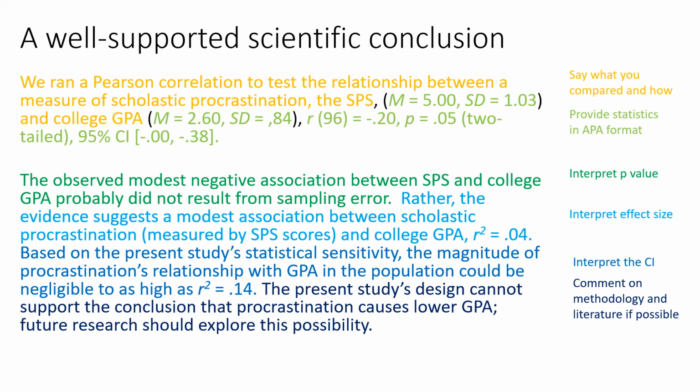Finally, I want to comment on the methodology. The present study's design cannot support the conclusion that procrastination causes lower GPA. Future research should explore this possibility. I'm just commenting on that. That's maybe obvious, but it's something to throw in about the methodology. You shouldn't say that, oh, gee, now we need to teach people to not procrastinate, and then their GPA will go up. Well, the relationship between those might not be causal. It might be, but we don't know. So we can't really say that statement. It's good to remind people of that every now and then. This is a solid scientific conclusion based on the data presented.